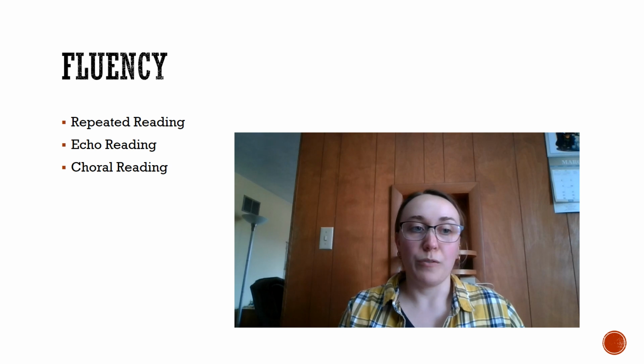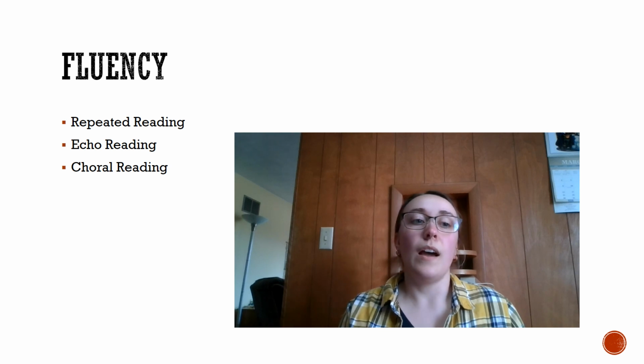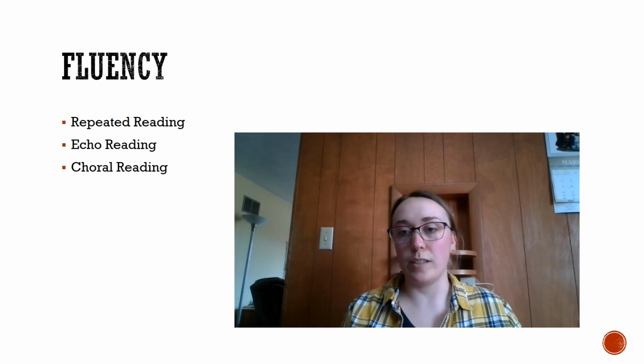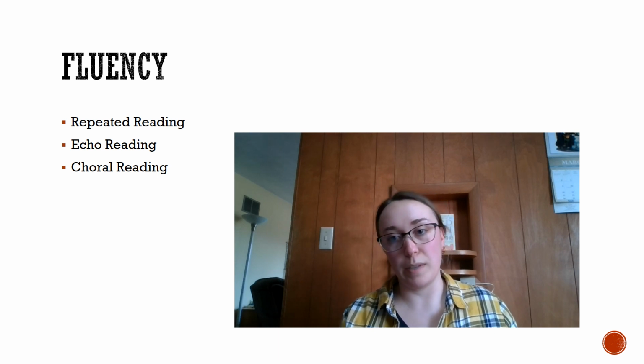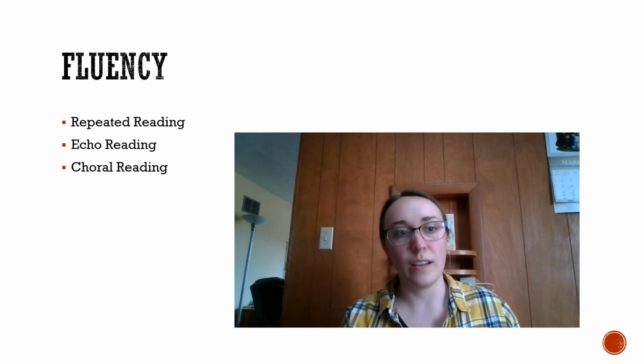Okay, the first strategy that I have listed on here is repeated reading. So this is reading a passage over and over and over again until they read with ease. The second strategy is echo reading. So I would read a passage, they would repeat it back to me. This just helps them hear the words and then they say the words.